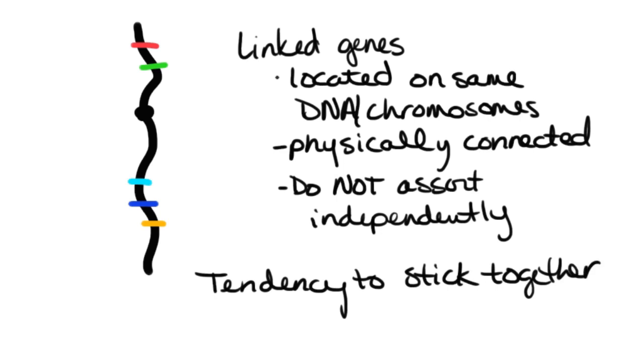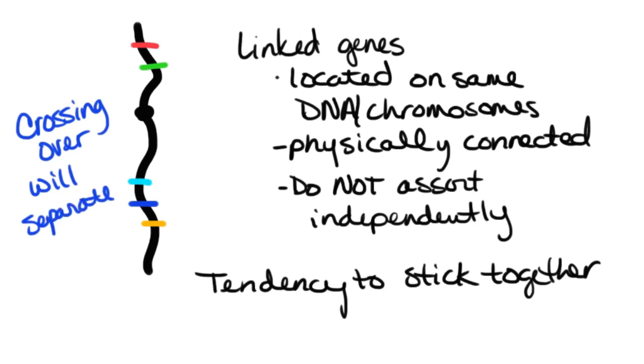So when this chromosome gets distributed into the gametes, whatever's on that chromosome is going to end up in the same place. Now, we do sometimes get separation of the genes when they're located on the same chromosome, and the process for that would be crossing over. So if we do happen to have crossing over, it will separate linked genes.